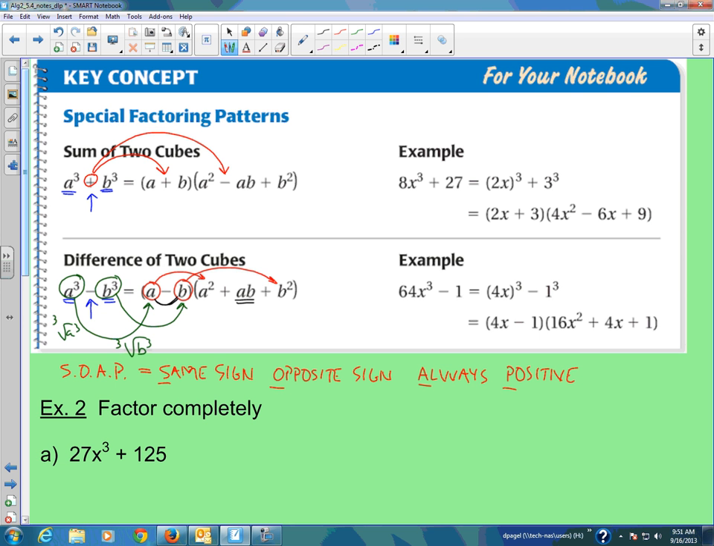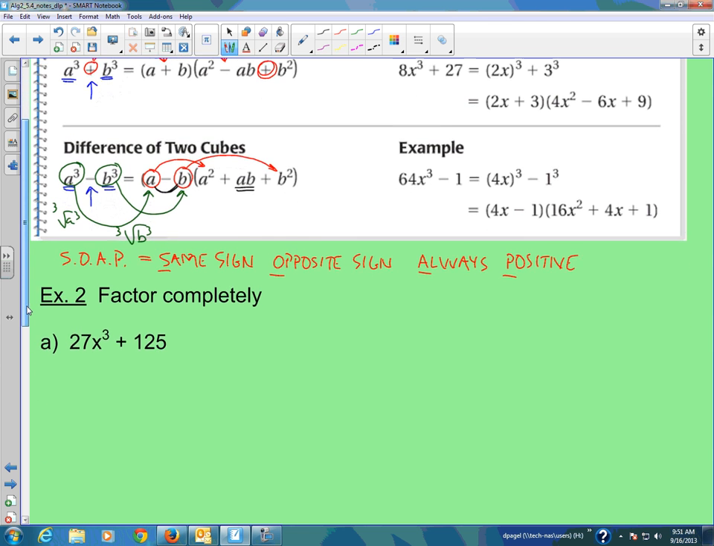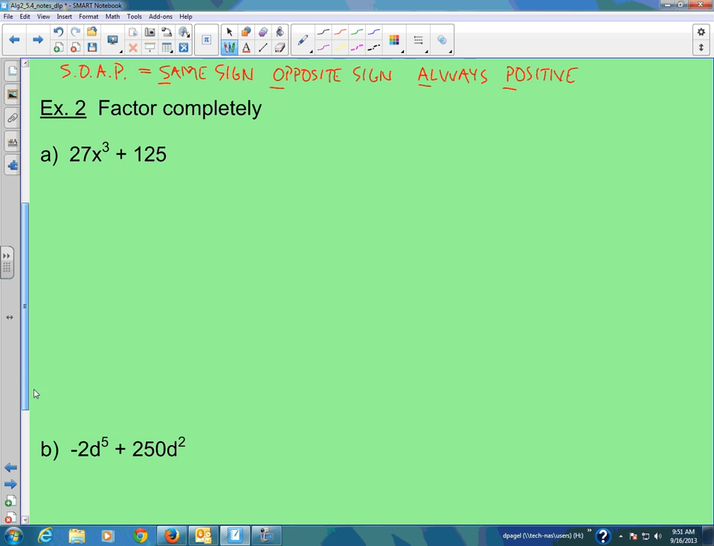And the third sign, no matter what it is, sum or a difference of cubes, will always be positive. So there's how I can remember: I go plus, minus, plus, or negative, plus, plus, depending on where I started. So let's use this now and apply it to some of these problems.